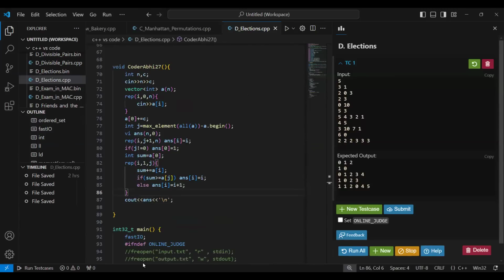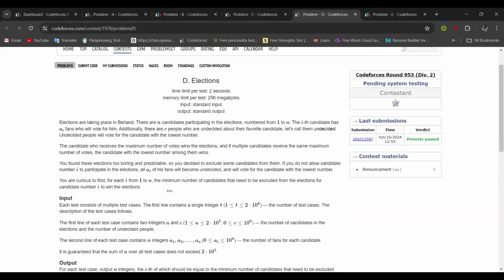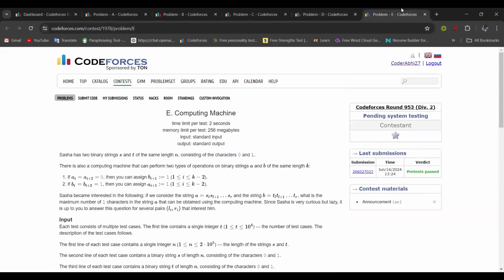If this is clear, you can write a yes. Then we will discuss E. Yes, we will discuss E. If this problem is clear or any doubt is there, you can ask me. Okay, so I hope it is clear.